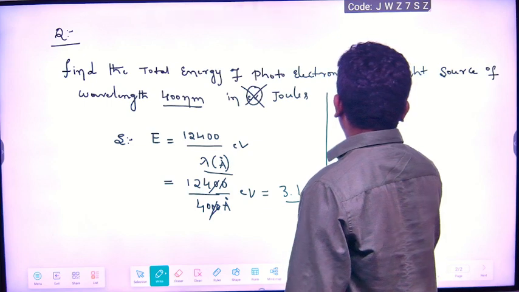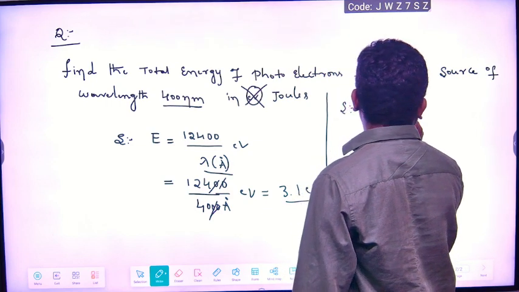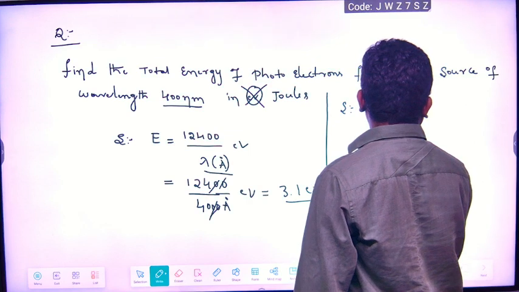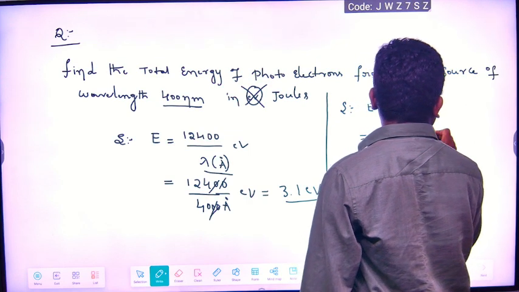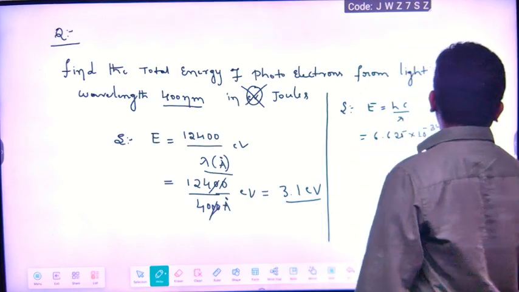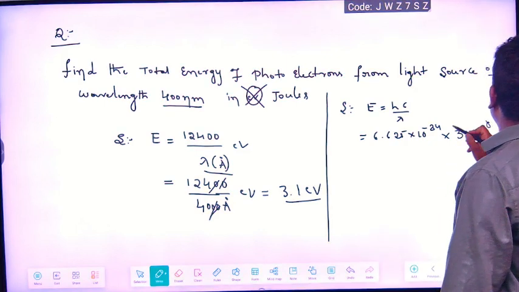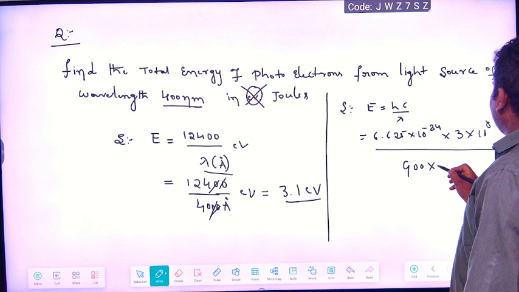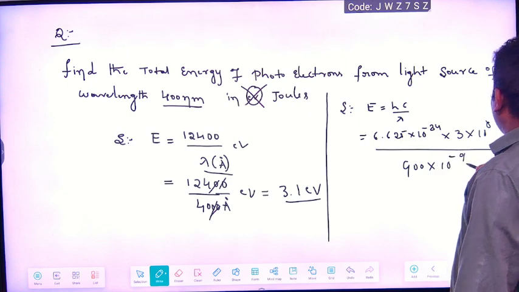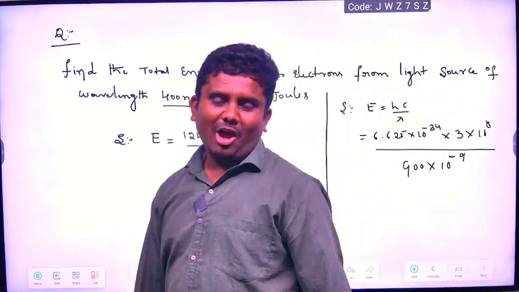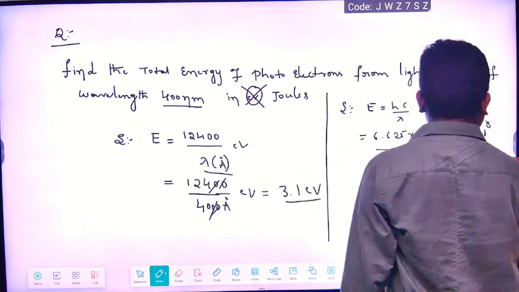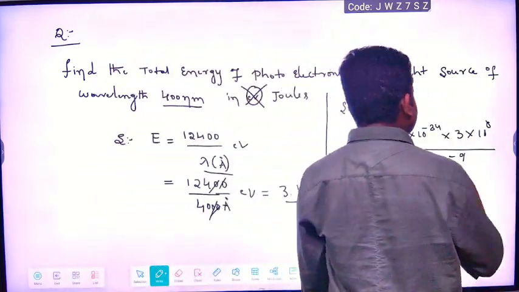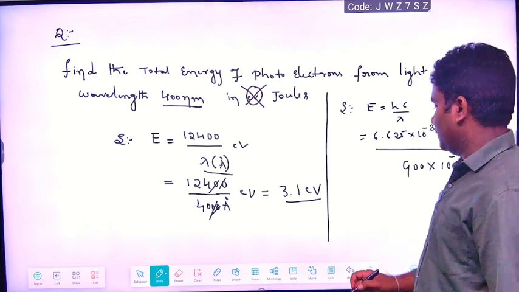Please tell. E is equal to hc by lambda. h is 6.625 into 10 to the power of minus 34, c is 3 into 10 to the power of 8, divided by lambda, which is 400 into 10 to the power of minus 9, nanometer. Now you do it. How many joules will you get? Here we are not using electron volt, so I am not multiplying by electron volt.